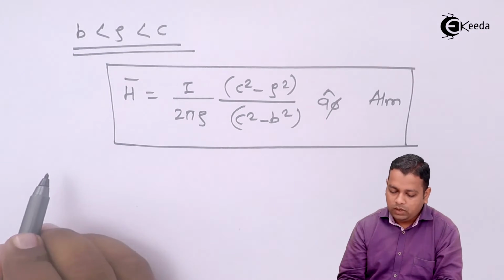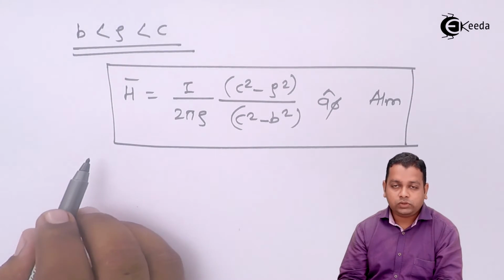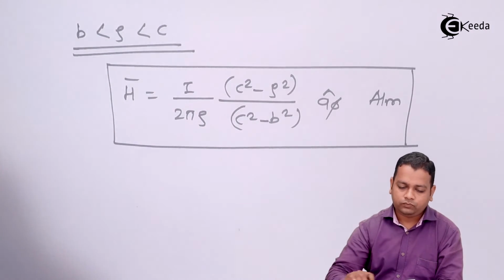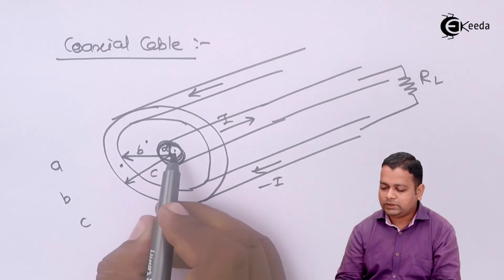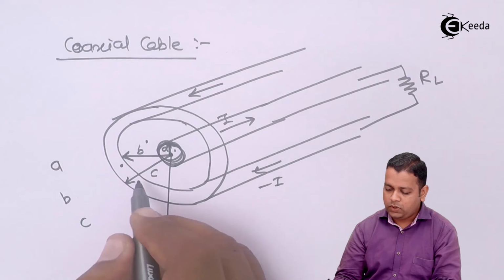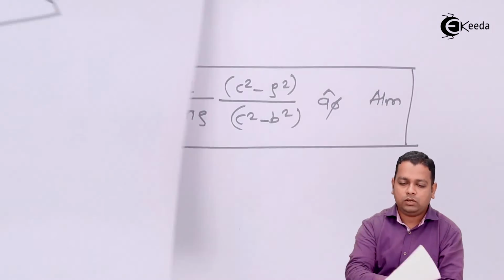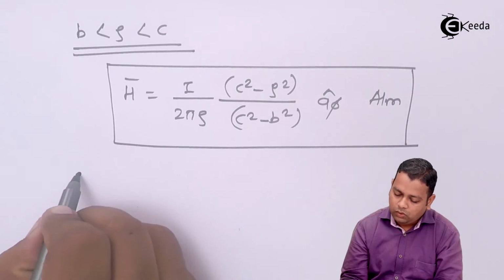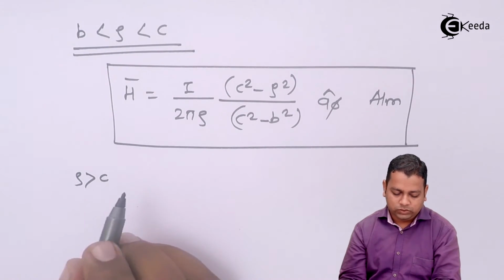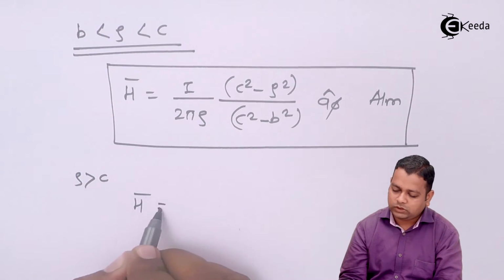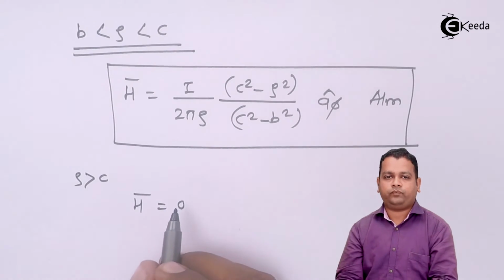Now if the field point P is outside the outer conductor, beyond dimensions a, b and c, beyond c, if this is the position of the field point, let us say rho is greater than c, at that time we obtain H bar equal to 0.